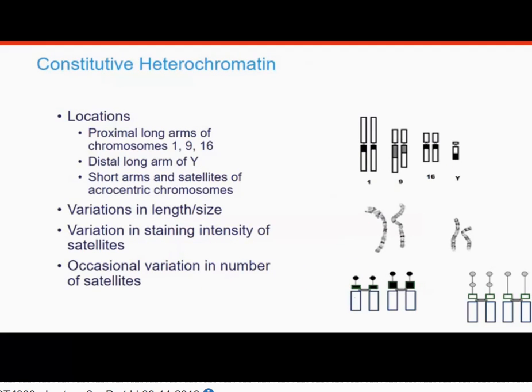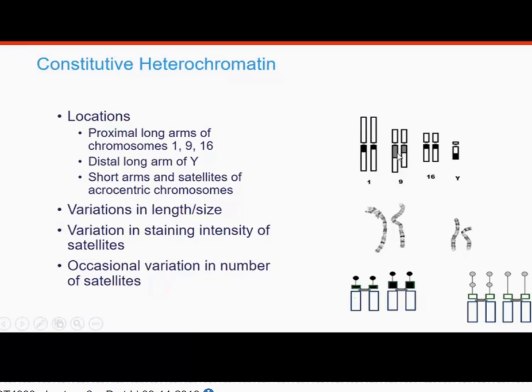Okay, and then here are some examples of locations also of constitutive heterochromatin. Right under the centromere for chromosomes 1, 9, and 16, and then the distal long arm of the Y chromosome are all very good examples of constitutive heterochromatin. And these vary in size.